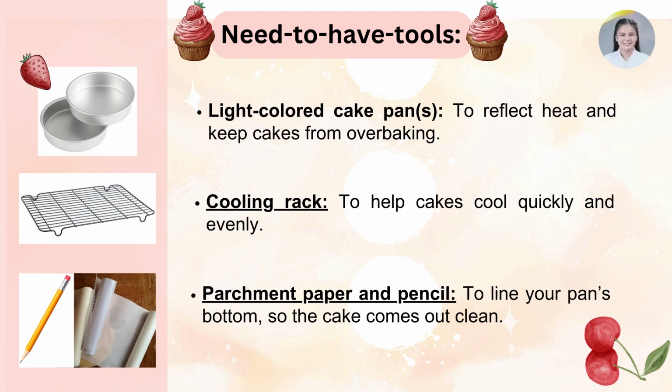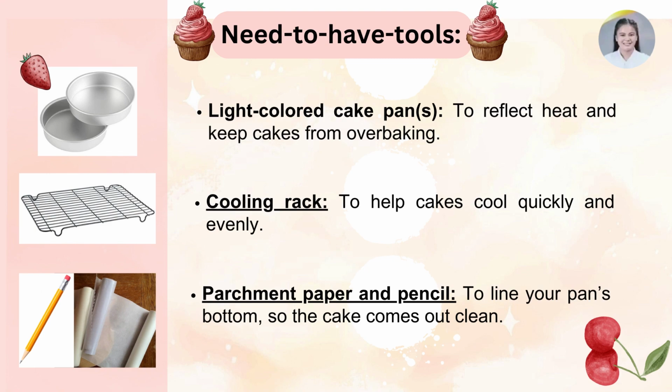tool is the light colored cake pan or pans. It reflects the heat and keeps the cake from overbaking. Light colored baking pans are baking pans that have a light colored surface, and are often made of aluminum or other metals. These pans are typically used for baking cakes and other baked goods that require a light, delicate texture, as they help to ensure even baking and prevent over browning.